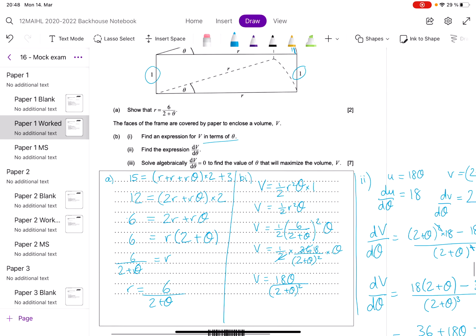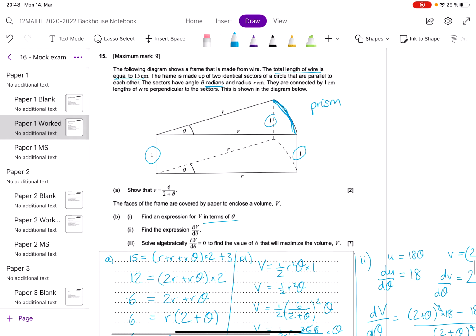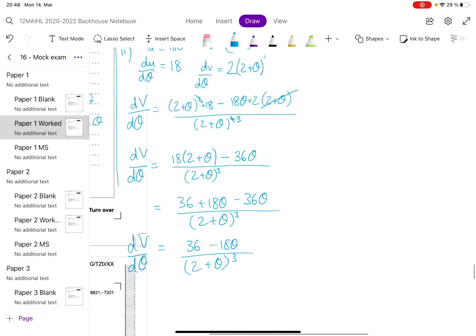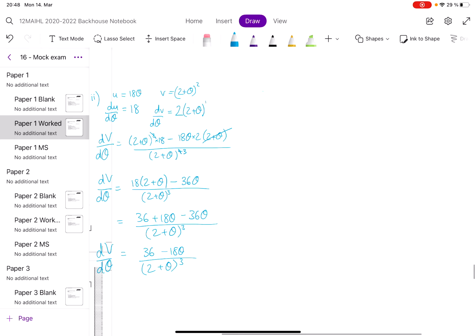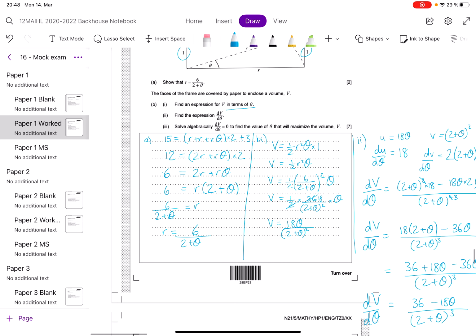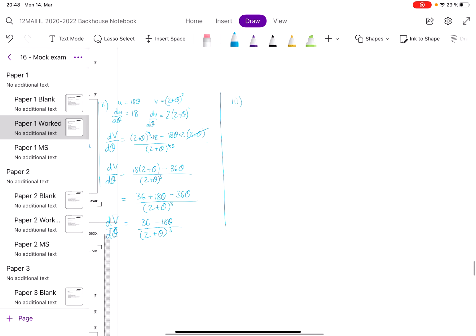Then, last bit of question 15 is solve algebraically dV by d theta equals 0 to find the value of theta that will maximize the volume V. So this is kind of an optimization question where they've told you what to do. Sorry, this is taking up quite a lot of space. I can't believe they only gave you that tiny box for this whole question. There's a lot of work here.